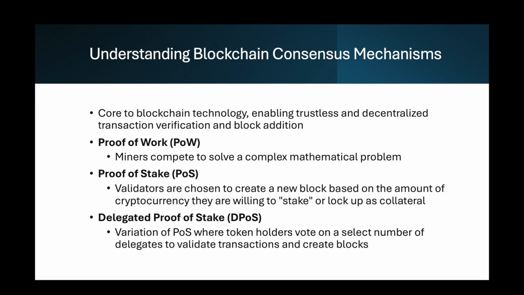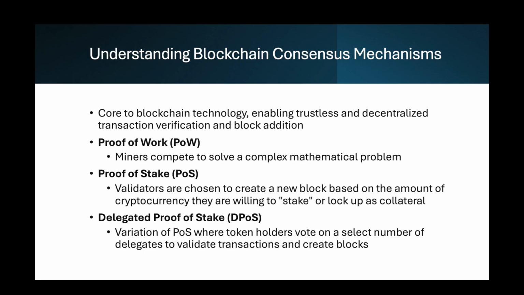Understanding blockchain consensus mechanisms. Consensus mechanisms are core to blockchain technology, enabling trustless and decentralized transaction verification and block addition. Proof of work. Miners compete to solve a complex mathematical problem. The first to solve it gets to add the block to the blockchain. This mechanism secures the network but is energy intensive. Bitcoin and Ethereum are prime examples.